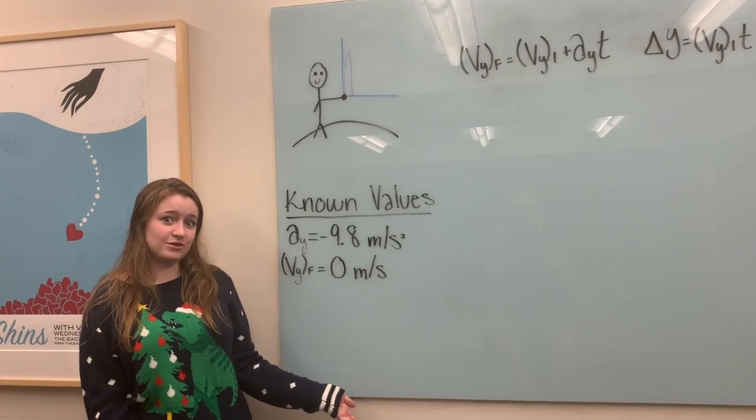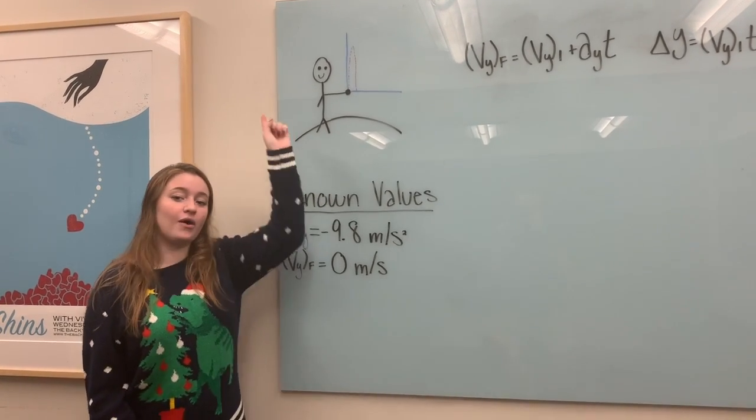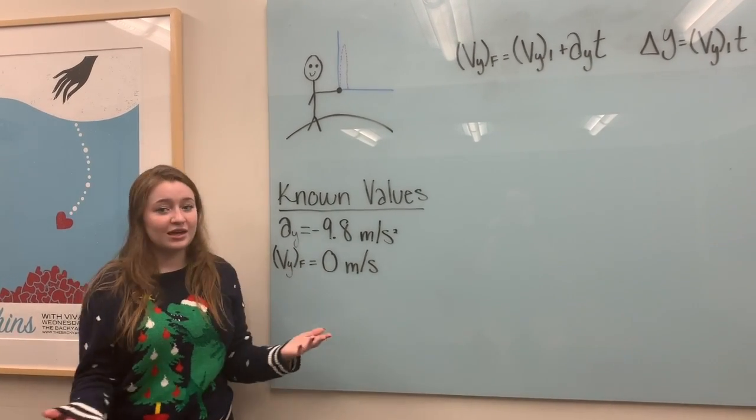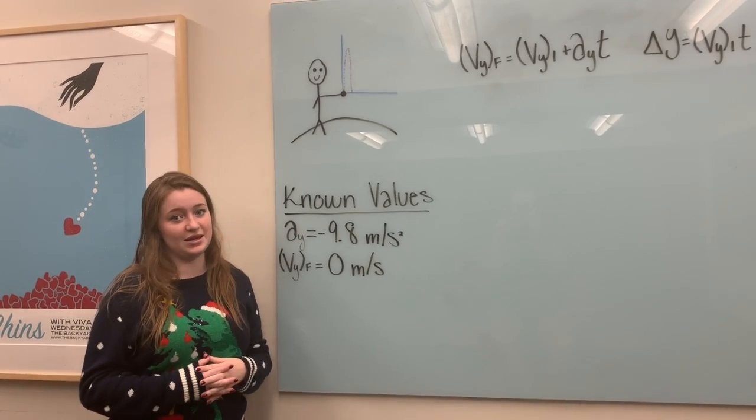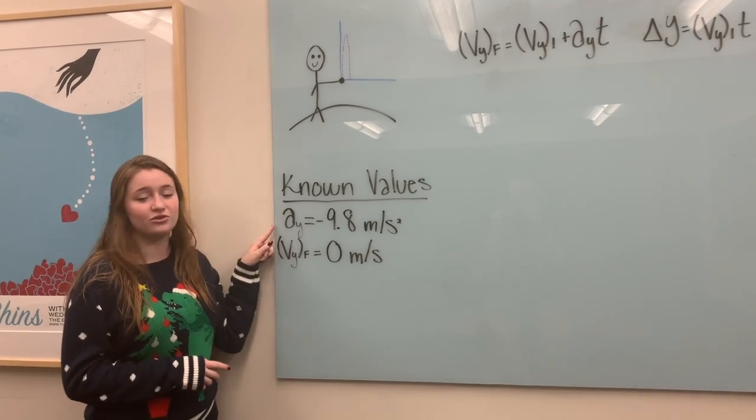If one throws a mango straight up in the air, that mango will go up and then back down. With that information, one could calculate its total y displacement and the total time it spent in the air. To do this, you need to start with your known values.